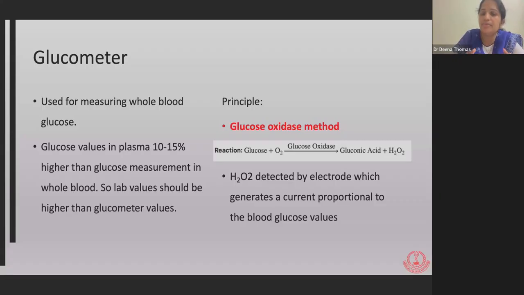And rightly said, the principle is the glucose oxidase method. The glucose oxidase is present in the strip that you insert. The glucose present in the drop of blood is metabolized by the glucose oxidase in the strip to give rise to hydrogen peroxide. This hydrogen peroxide is detected by the electrode, which generates a current proportional to the blood glucose value, and that will be displayed as glucose in milligram per deciliter on the monitor.